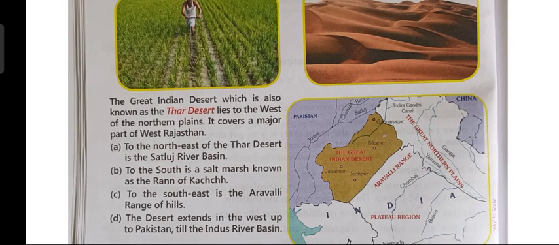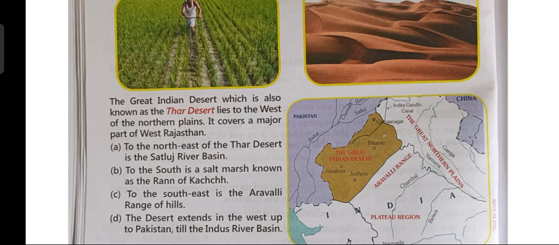Now children, let us continue reading our lesson. The Great Indian Desert, which is also known as the Thar Desert, lies to the west of the northern plains. It covers a major part of West Rajasthan. To the northeast of the Thar Desert is the Satluj River basin. To the south is a salt marsh known as the Run of Kutch.